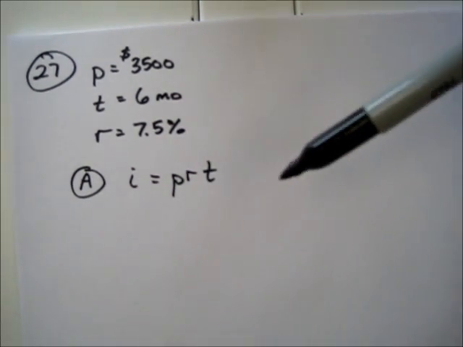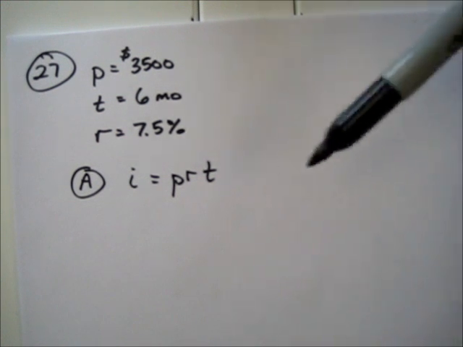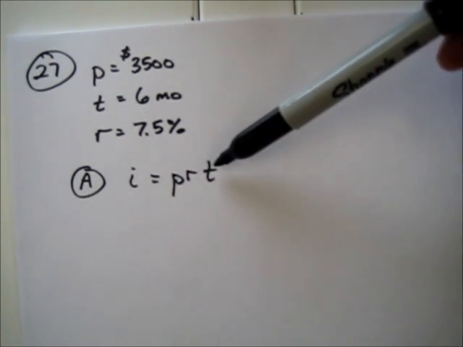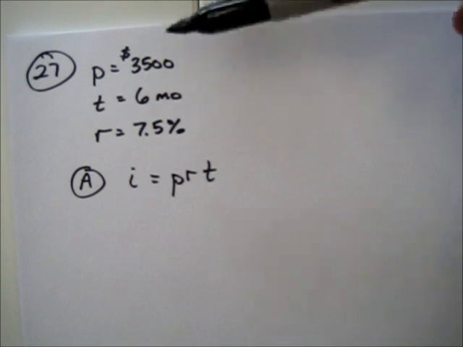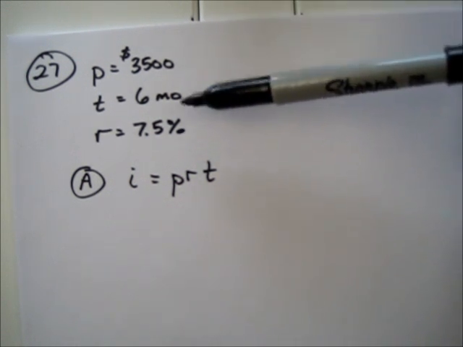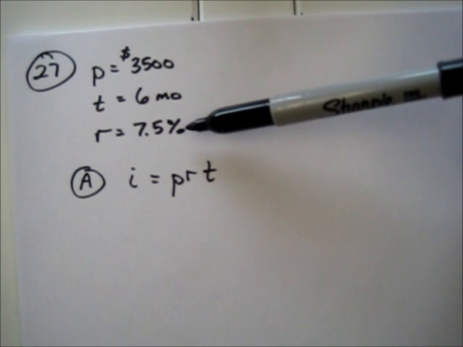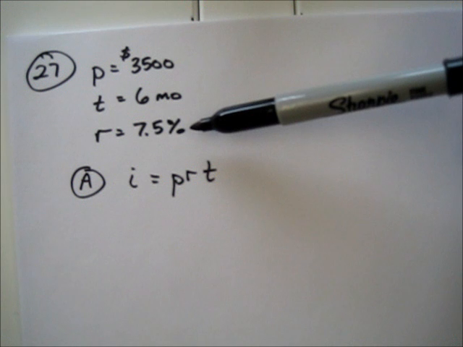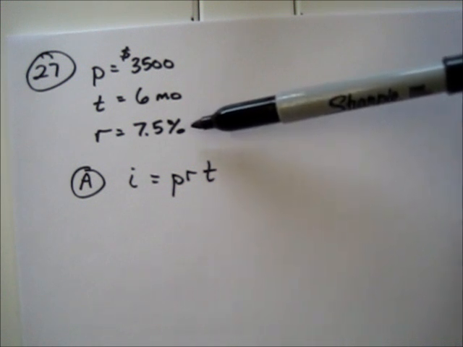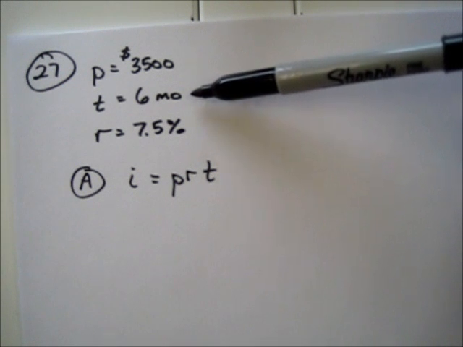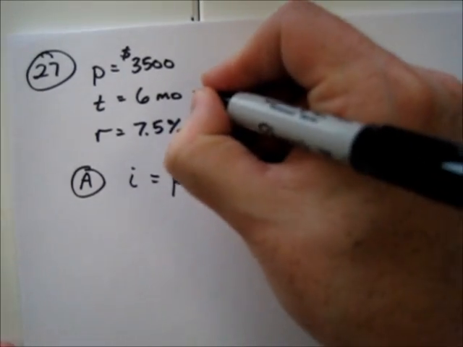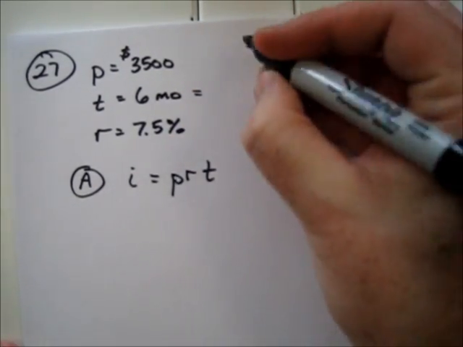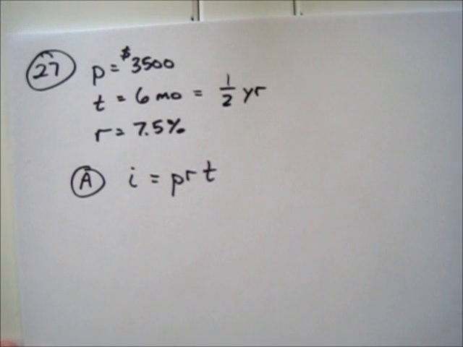Now, when you're working with this formula, one thing that has to be true is that the units that R and T are both in need to be the same. So if we go back up here and look at the data I've written down, our time is 6 months and the rate is 7.5%. Now, it doesn't say what type of interest rate this is, and so we are to understand that this is an annual rate or a yearly rate. So right now I have a yearly interest rate and a monthly time. So I need to change one of these to be in the same units as the other. The easiest one for me is to take 6 months and say, well, that's 1/2 of a year.